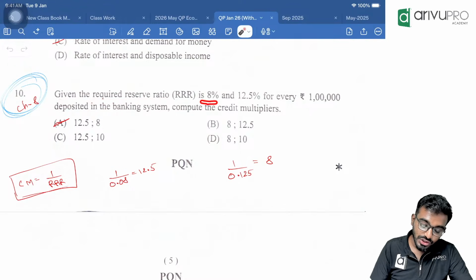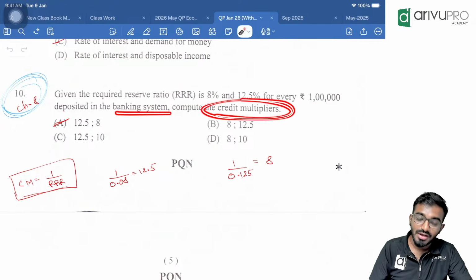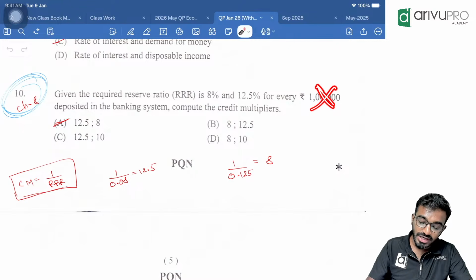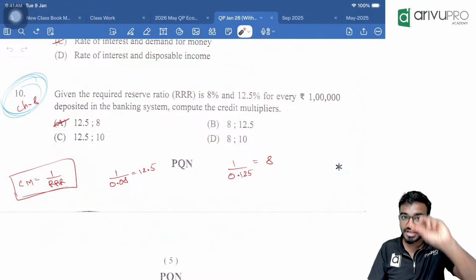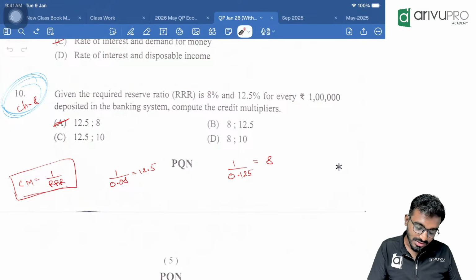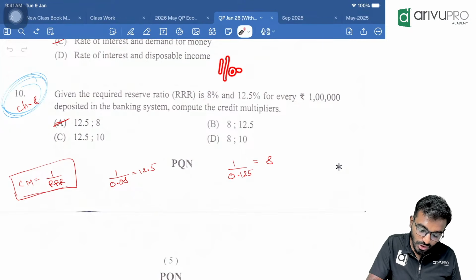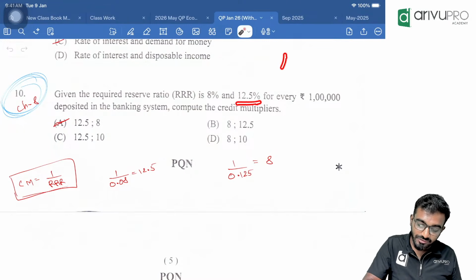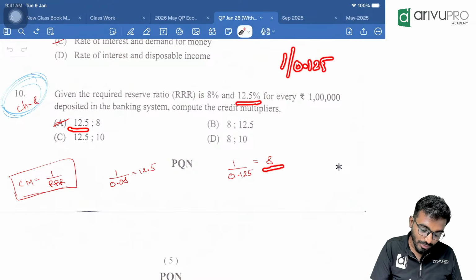Given required reserve ratios of 8% and 12.5%, and an initial deposit of 1 lakh in the banking system, calculate the credit multiplier. For the credit multiplier, I don't need the initial deposit at all. Only for credit creation should I multiply it with the initial deposit. See here, just 8%: 1 divided by 0.08. The answer is 12.5. And for 12.5%, it is 1 divided by 0.125, which is 8 times. So the answers are 12.5 and 8.